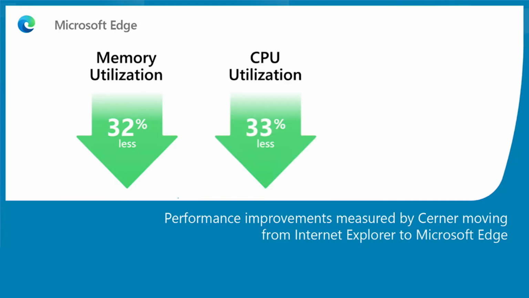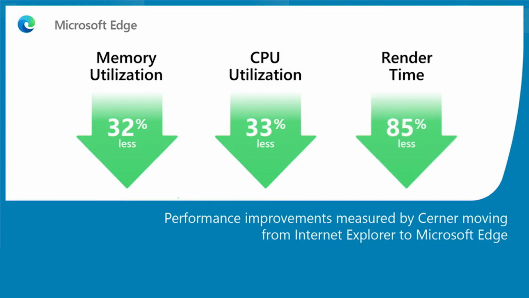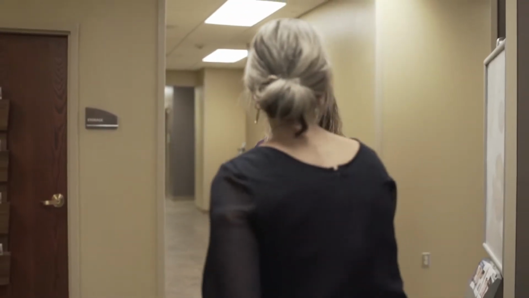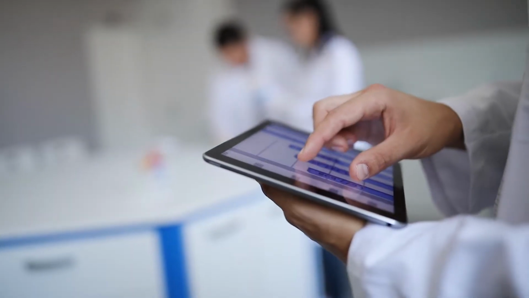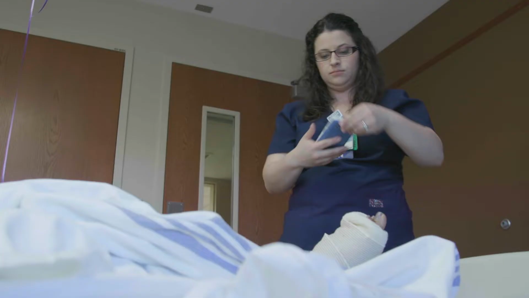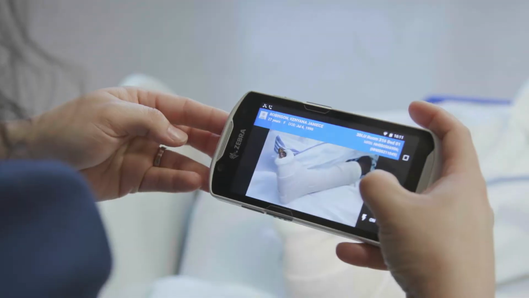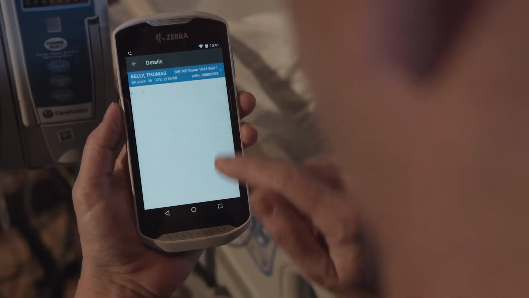Memory utilization was down 32%, CPU utilization was down 33%, and rendering time was down 85%. It's very rare to see that kind of performance lift with one change to a system across the board. That, for me, was one of the best things that I have seen in a very long time.